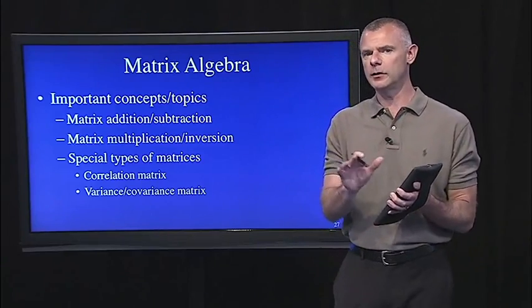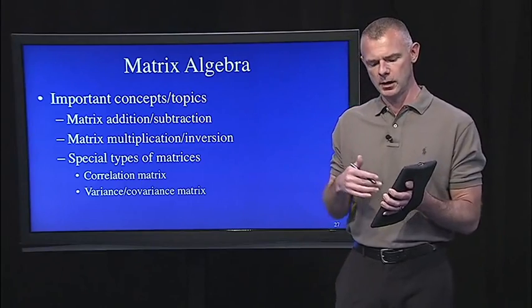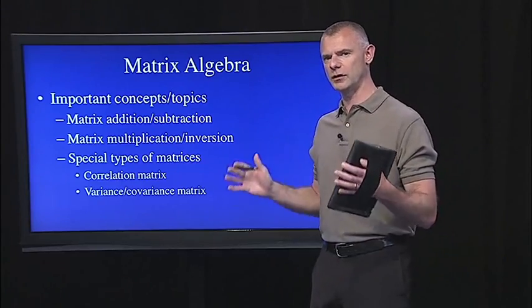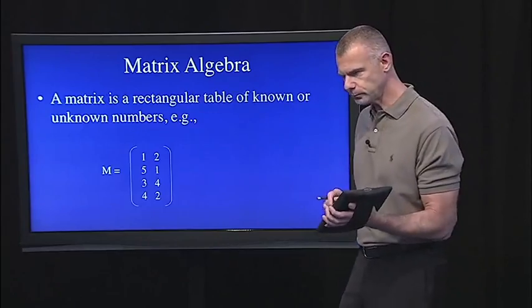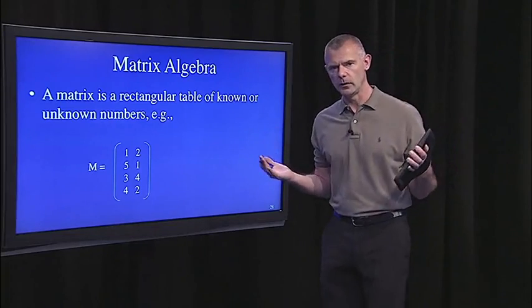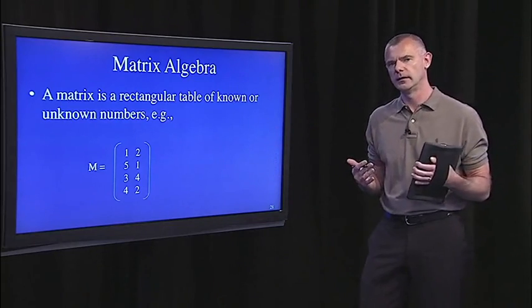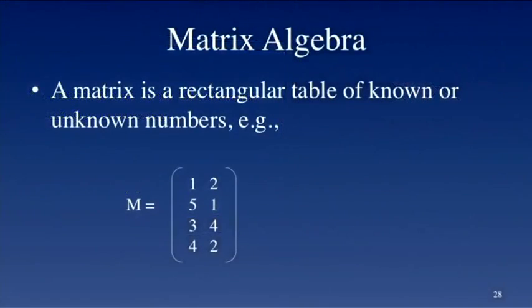So having a little bit of an appreciation for matrix algebra helps to understand where some of the numbers are coming from, particularly when we do things like multiple regression. So let's start out real basic. What is a matrix? Well, you've seen this in the analysis we've done in R. A matrix is like a data frame in R. It just has rows and columns.